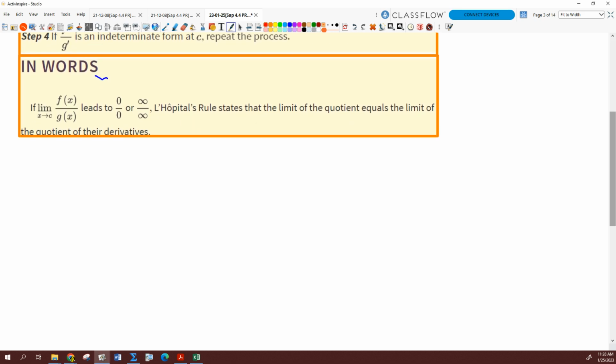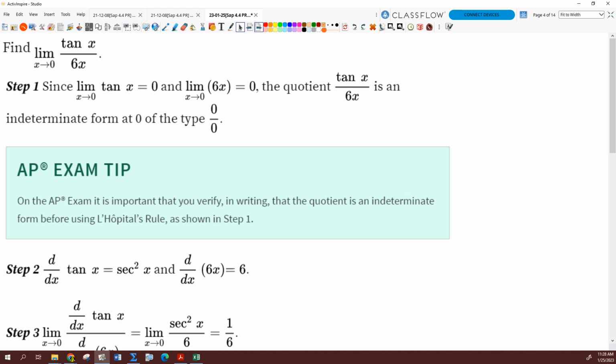So in words, if the limit of f of x over g of x leads to 0 over 0 or infinity over infinity, L'Hopital's rule states that the limit of the quotient equals the limit of the quotient of their derivatives. Okay? So here's an example. What about the limit of tangent x over 6x as x approaches 0? Well, if I try to directly evaluate that limit, I get 0 on the top and the bottom, right?